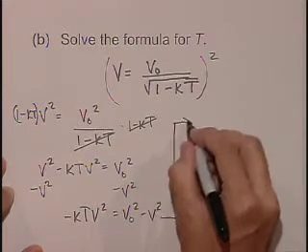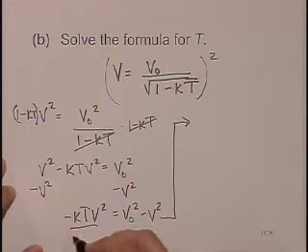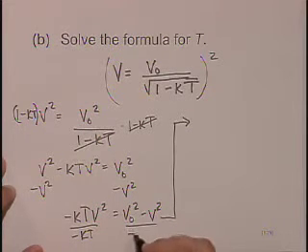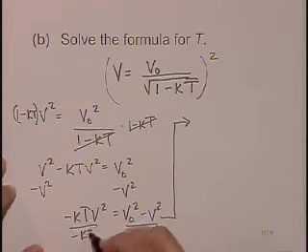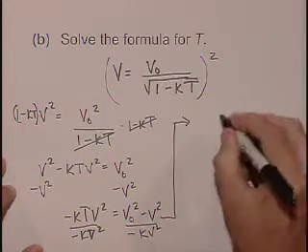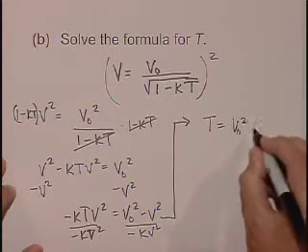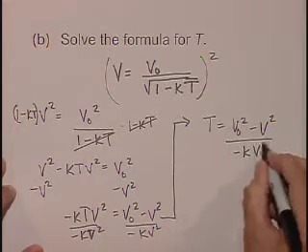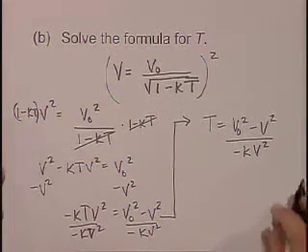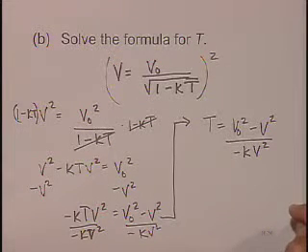We'll finish this up here. Now we're going to divide both sides by negative kv squared, excuse me, since we're solving for t. So we get t is equal to v naught squared minus v squared divided by negative k v squared. So when we solve this formula for t, we get v naught squared minus v squared over minus k v squared.